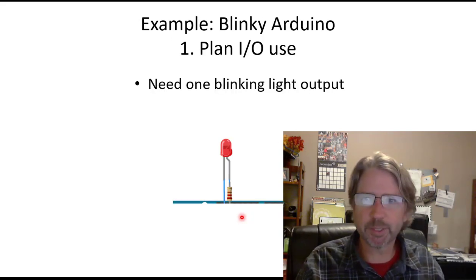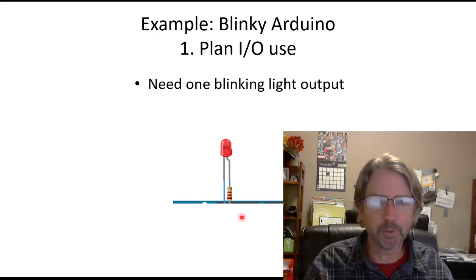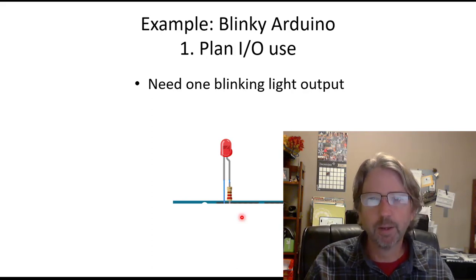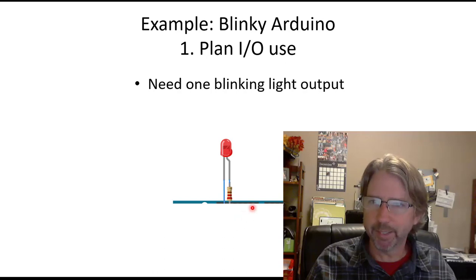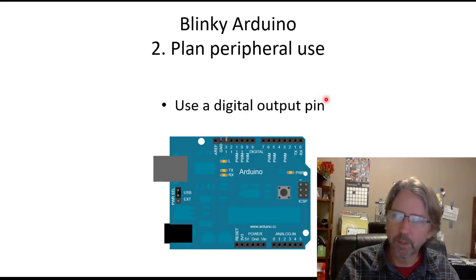Okay, so let's look at those steps in a very simple example with the Blinky Arduino program that you've probably run in one of our labs already. The Blinky Arduino program needs to blink an LED, so for the I/O, the input-output, it's going to have one output pin that we're going to connect to an LED. So we need one light. We have to decide where it can be. Any of the digital output pins will work to light LEDs. They can be on or off, and that's all we need.